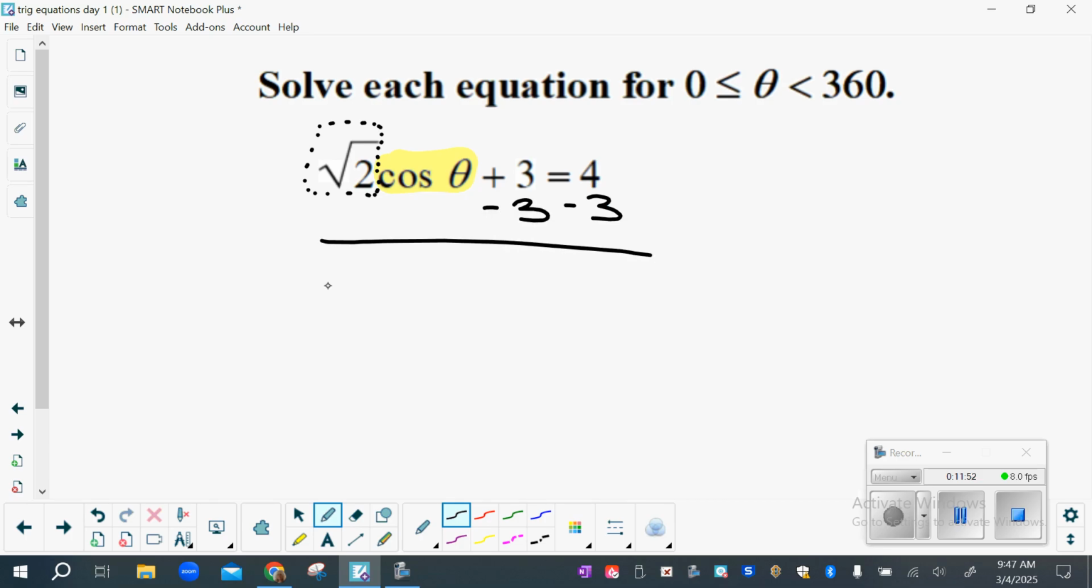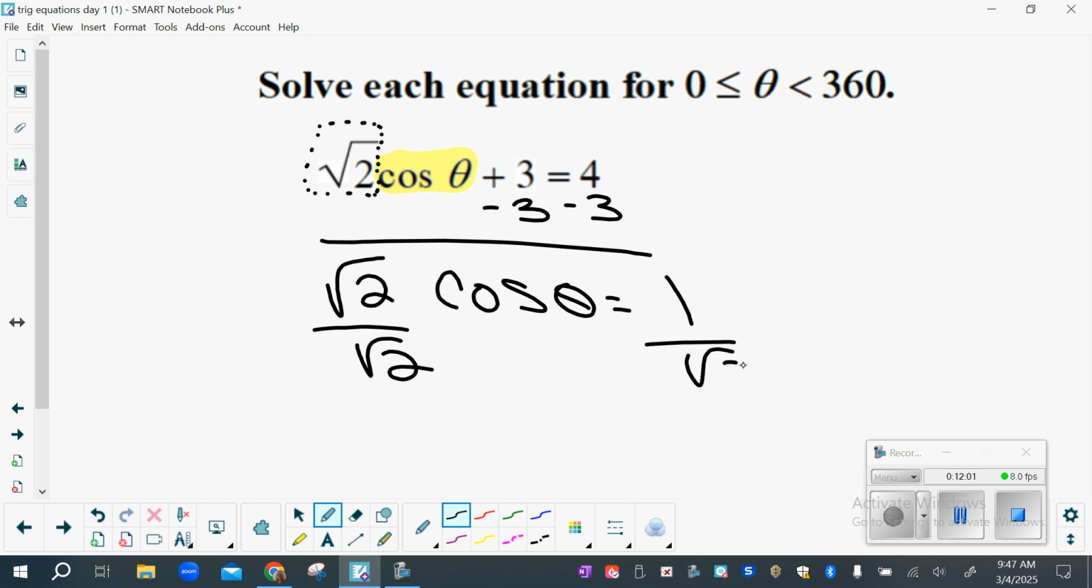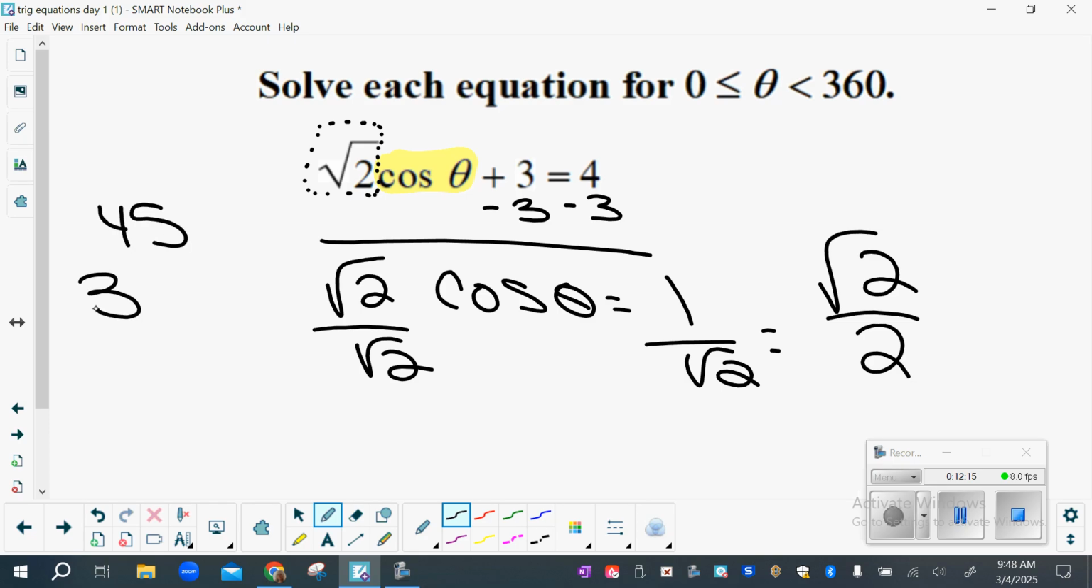Negative 3 root 2 times cosine theta equals 1. Divide by root 2. Divide by root 2. I'm not allowed to have that, so I've got to move them up to the top. Root 2 over 2. Guess what? That's easy. Look on your sheet. It's going to be 45, and I think it's 315.